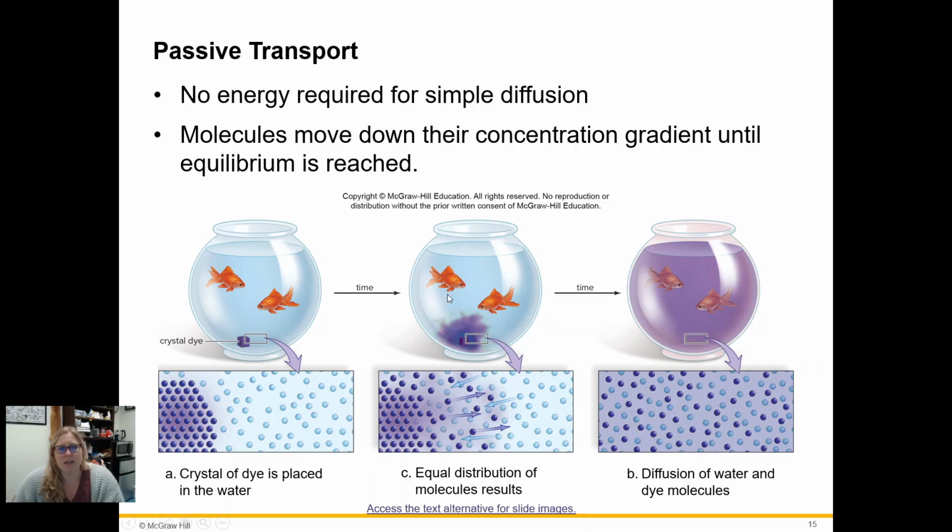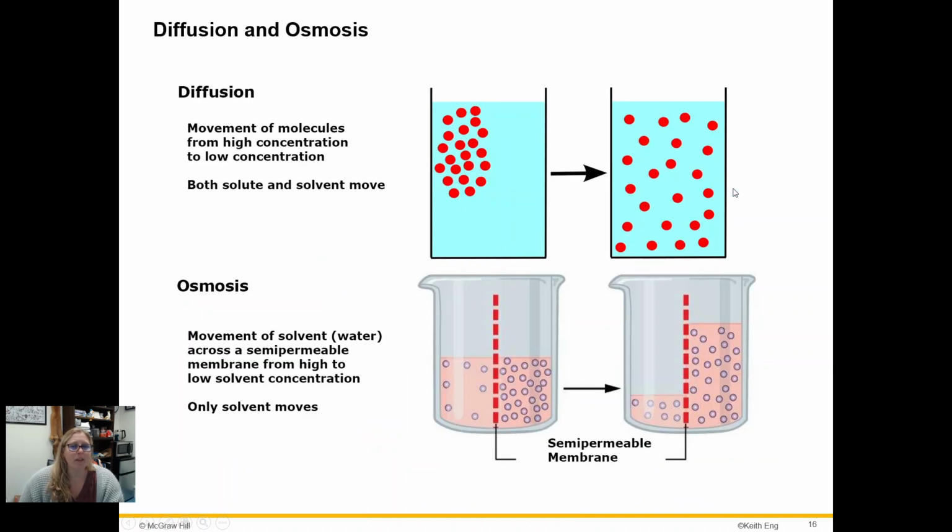This is going to be very easy. And this is what we see with things like oxygen. Oxygen is generally going to move from areas of high oxygen concentration to low oxygen concentration. And so that's going to be an easy movement. The barriers don't really affect anything. It just happens. Passive transport includes both diffusion and osmosis.